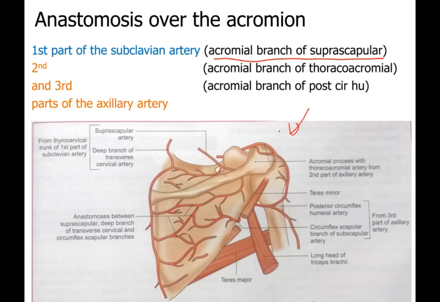Okay, so this is basically the shoulder joint area. That much is enough for the anastomosis around the scapula.